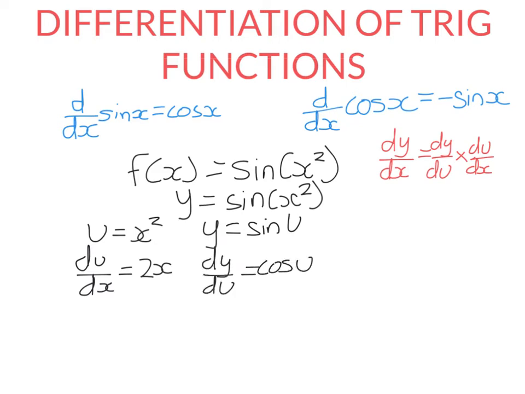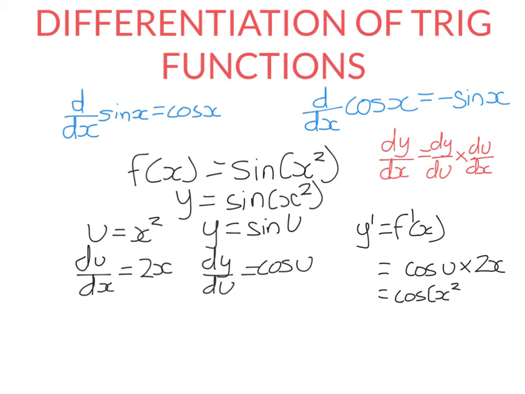So, using this formula, dy/dx, which is y dash or f dash x, whatever you want to call it, will be equal to dy/du, which is cos u, multiplied by 2x. And of course, u was equal to x squared. So this will be cos x squared times 2x, or if you like, 2x cos of x squared.